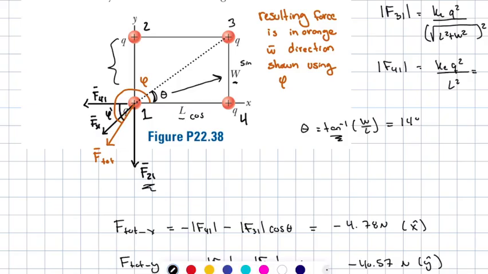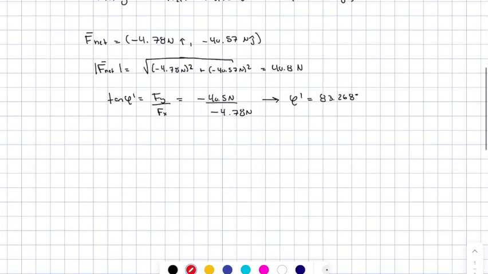So in reality, if I were to draw this properly, F net is pointing way down here. So we see that the effects from this charge are a lot more than the effects from these two charges because it's pushing it a lot further down here than it otherwise would have. Now, like I said, phi is just going to be 180 degrees plus 83.268 degrees, and that is going to be 263-ish degrees. Okay, so that's the answer here.